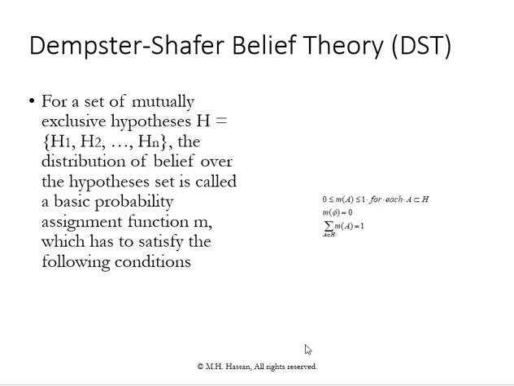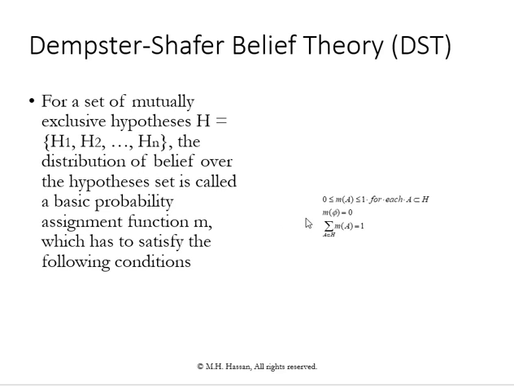Dempster-Shafer theory is based on evidence-based theory. For a set of mutually exclusive hypotheses H, which is a set of H1, H2 up to Hn, the distribution of belief over the hypothesis set is called the basic probability assignment function m, which has to satisfy the following conditions. The membership value, or the evidence value, of any focal element A will be between 0 and 1, for each A in H, the set of hypotheses H1, H2 to Hn.